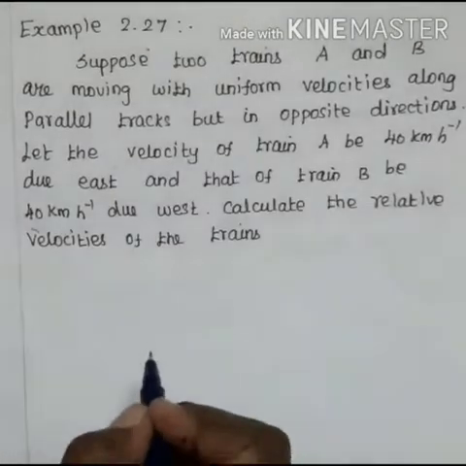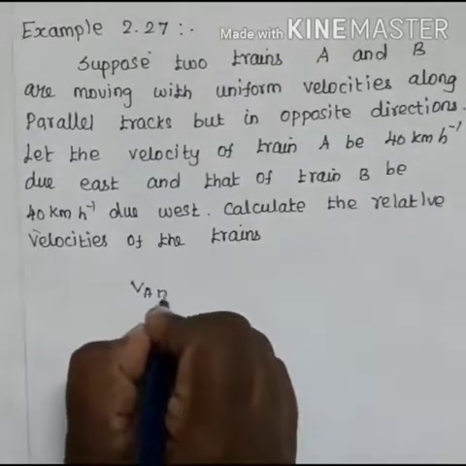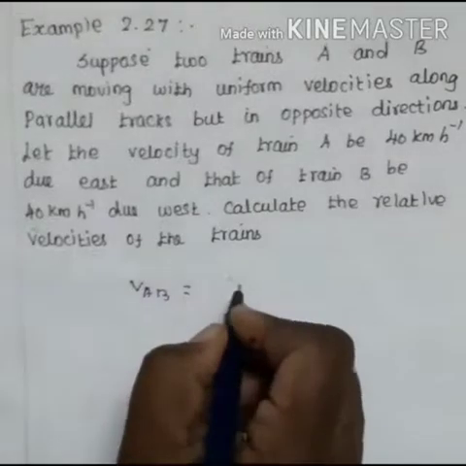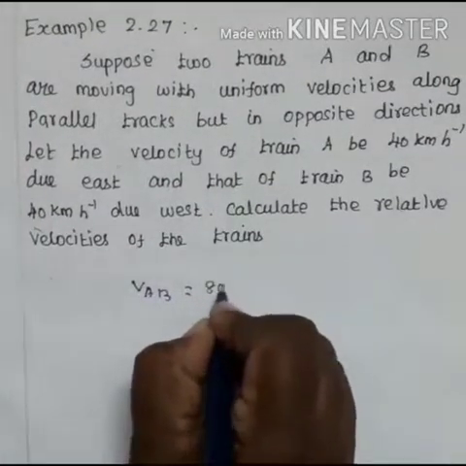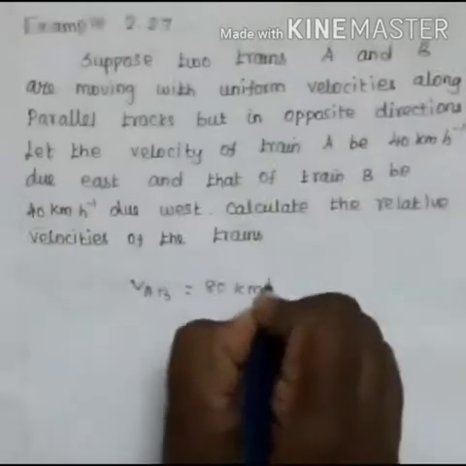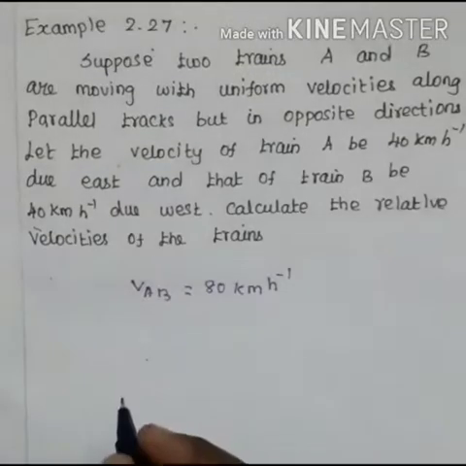Therefore, the relative velocity of A with respect to B: since both are traveling in opposite directions, v_AB = 80 km/h due east. Thus, to a passenger in train B, train A will appear to move east with a velocity of 80 km/h.